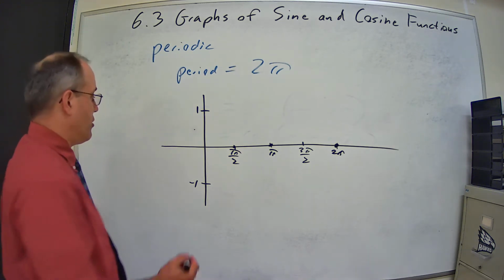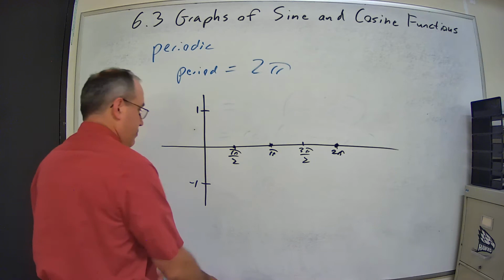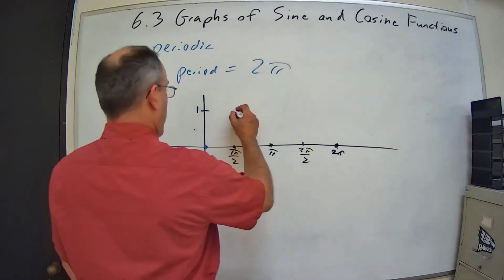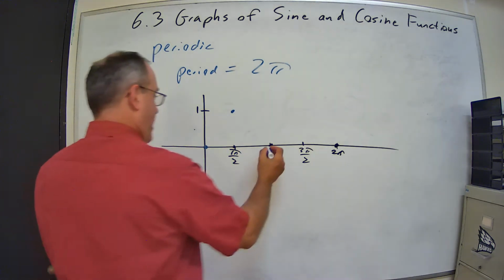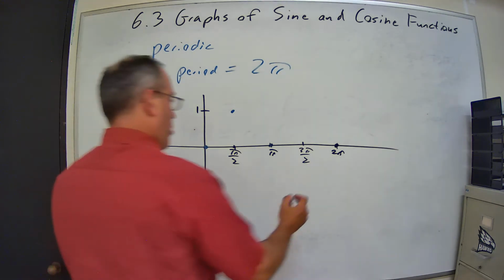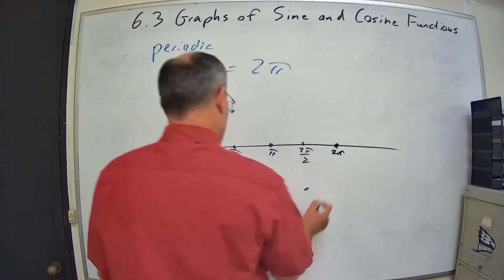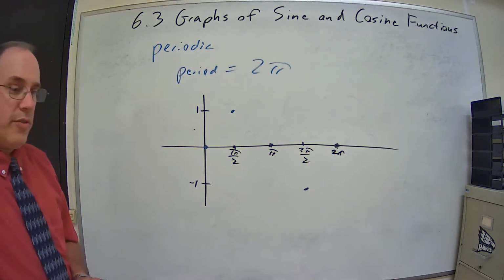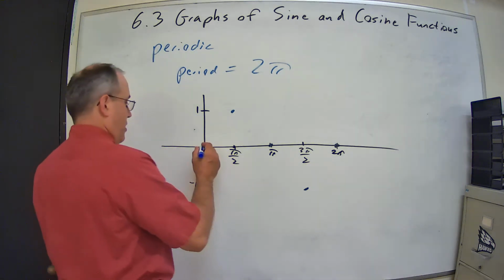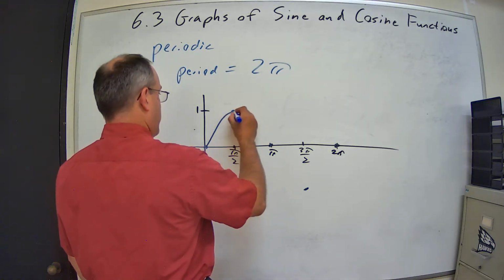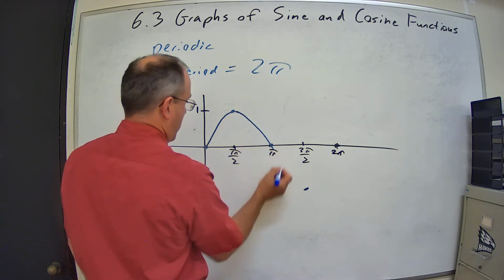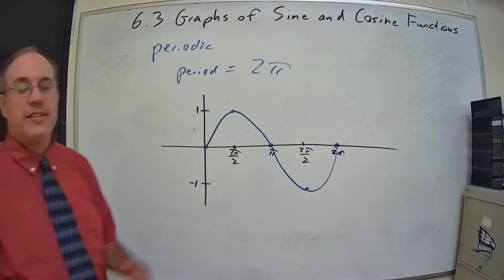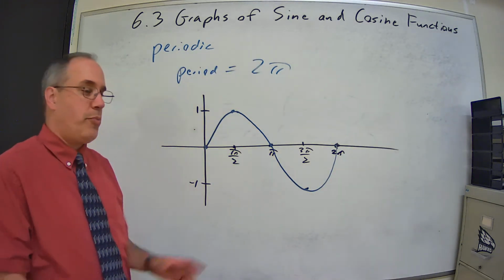So just to give us these measurements here, sine starts at 0. And then at pi over 2, it's at 1. At pi, it's back to 0. At 3 pi over 2, it's down to -1. And then at 2 pi, it's back to 0. So we have those points, and it goes up and passes through this one, comes back down, passes through this one, goes back up, and there we have a sine wave, or one period of a sine function.